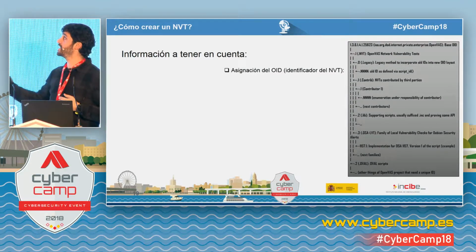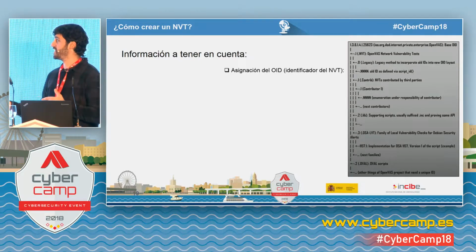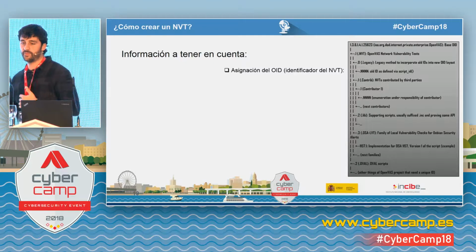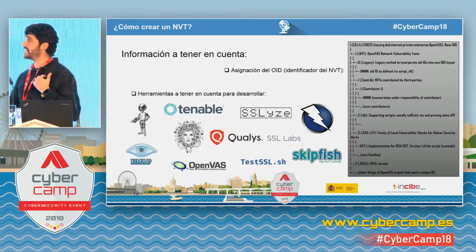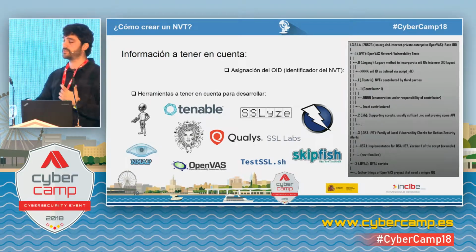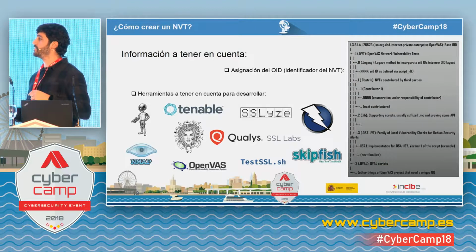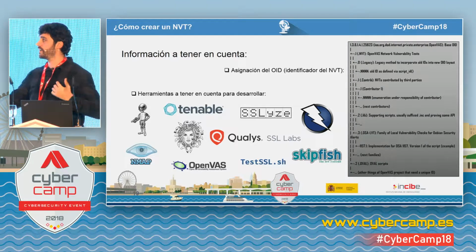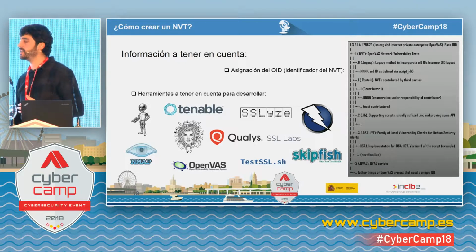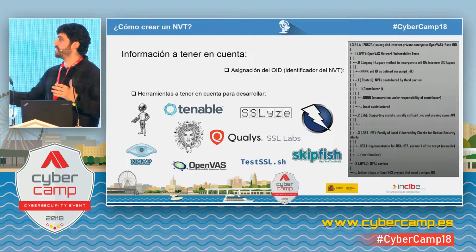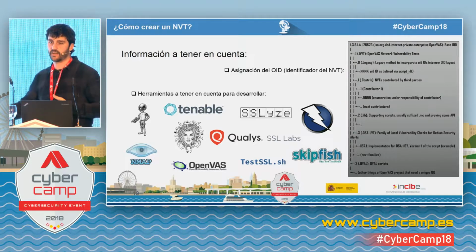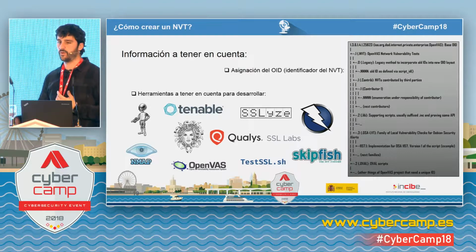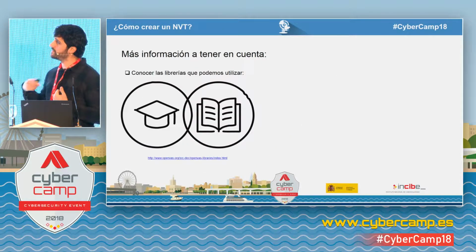Information to be taken into account: there is an identifier. So this is the structure for you to create your NVT. I just don't have time to go into greater detail. And now, tools that are to be taken into account to develop an NVT. Well, you may use OpenVAS, Tenable, again, a scripting language. So they all have this scanning option. The idea is to scan and to get your information.